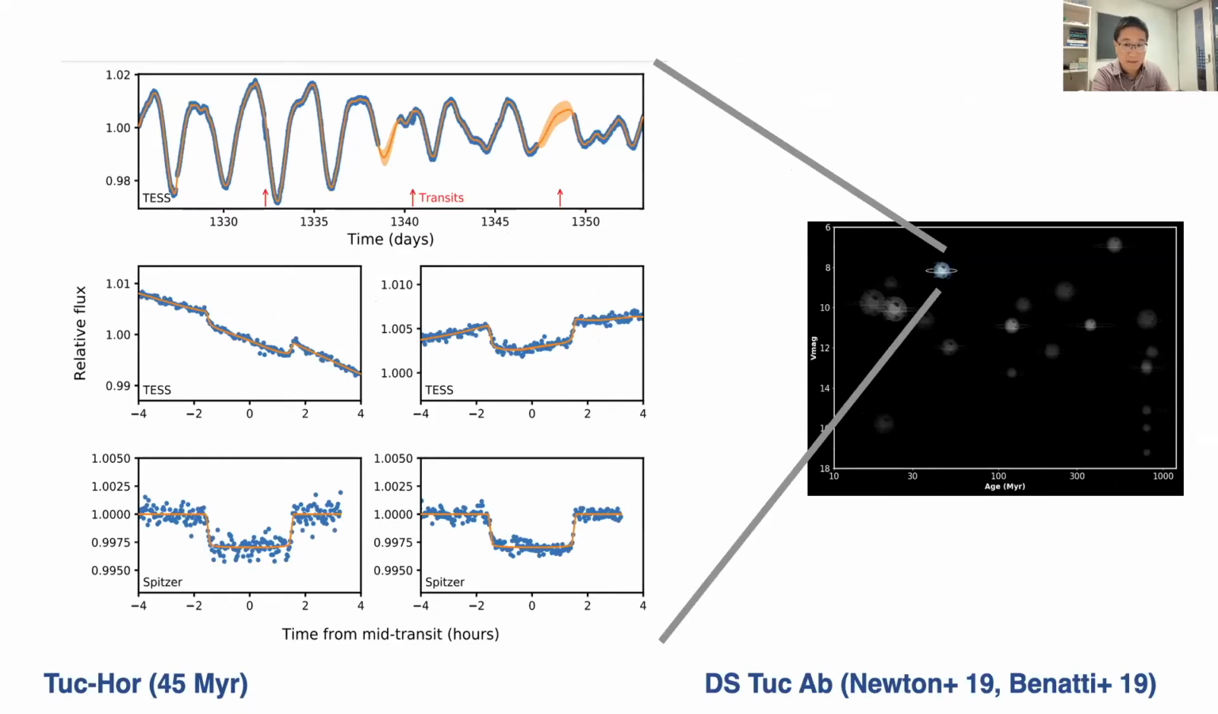DS-TUC was the first young planet that was discovered by the TESS mission. It's a Neptune-sized planet orbiting in an 8-day period orbit around a star that's in the TUC association, at around 40 to 50 million years of age.